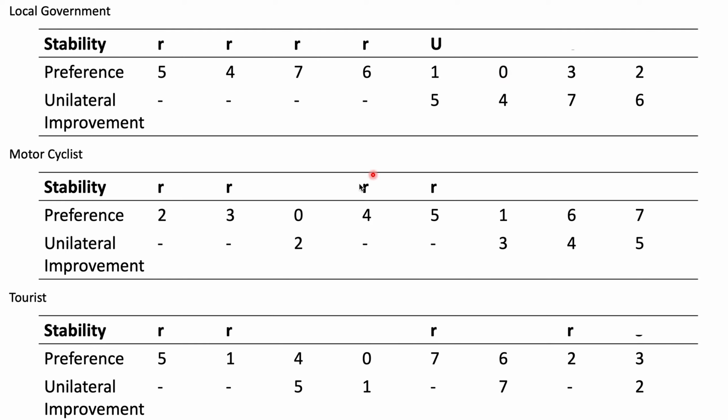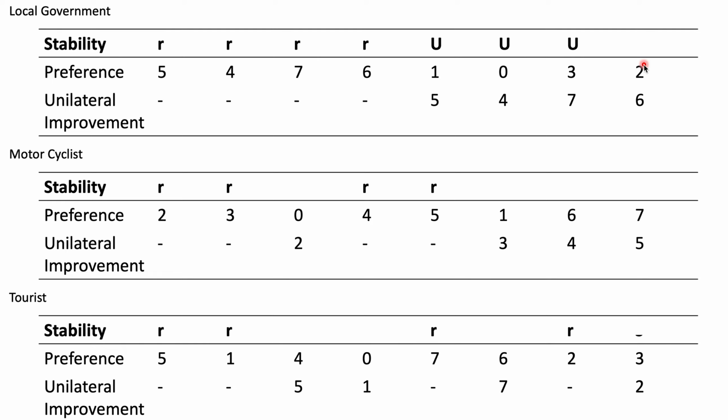We'll look at the motorcyclist. Scenario 4 is already rational, so this scenario is called unstable. Now we'll look at scenario 3. In scenario 3, the local government will prefer scenario 7. We'll look for motorcyclists on scenario 7. Motorcyclists prefer scenario 5. And for tourists, scenario 5 is the rational one. So from this, we know that scenario 3 on local government is unstable.